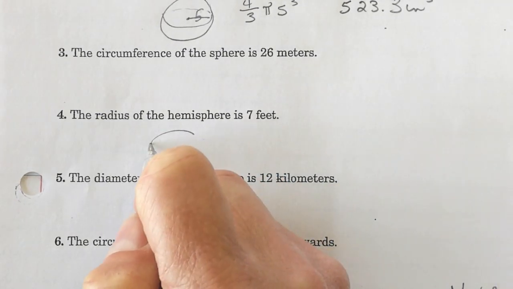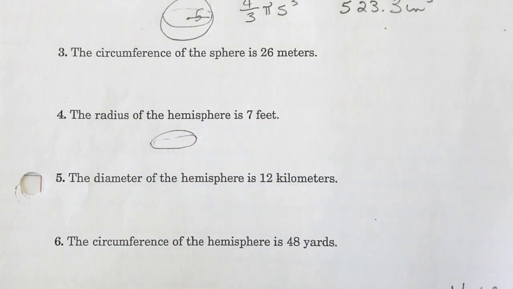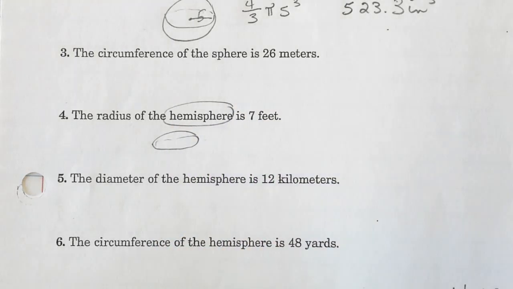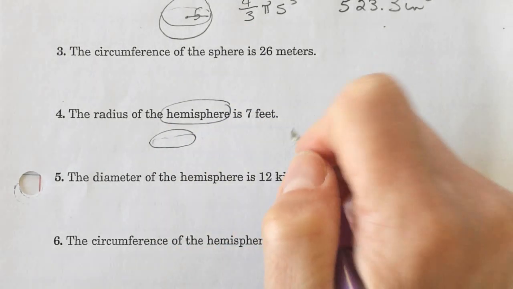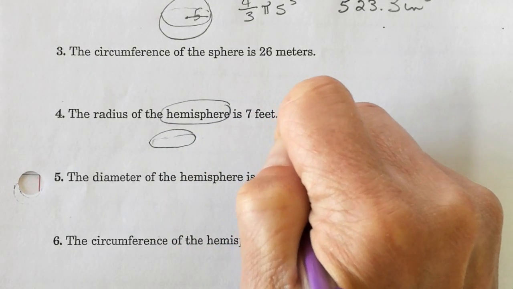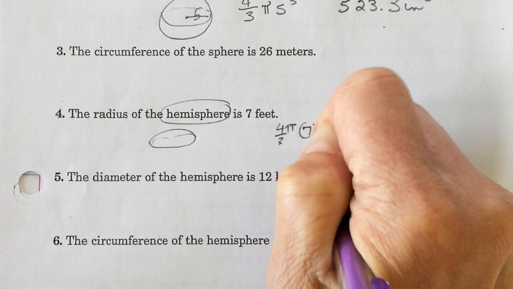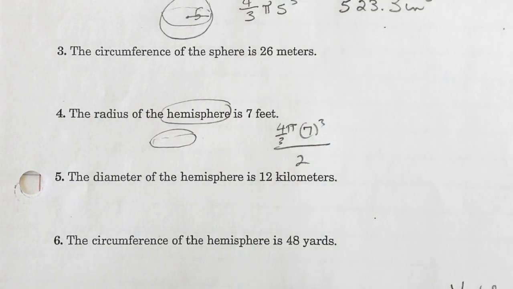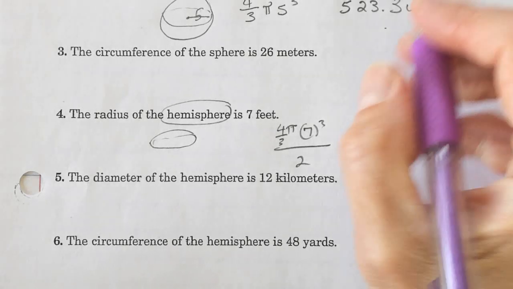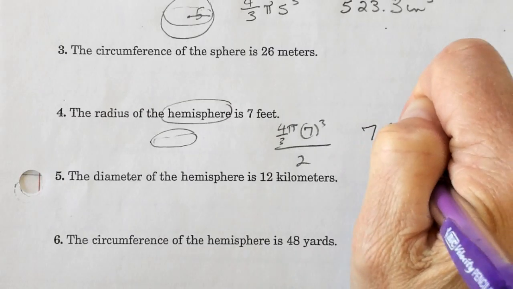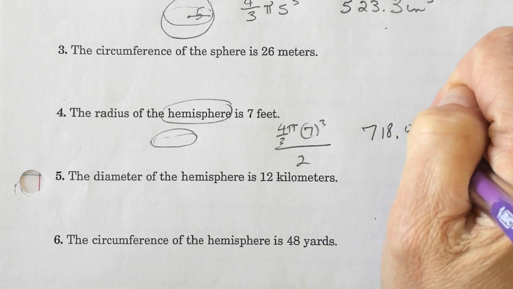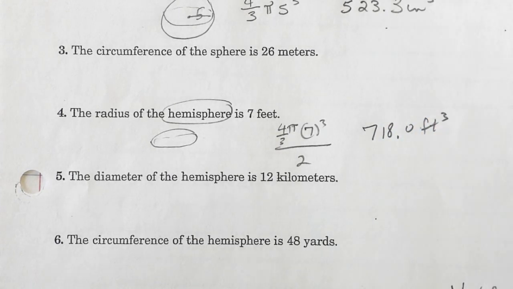Number 4, now notice the language, the radius of the hemisphere. So that's going to be the top half of the circle. But remember, the hemisphere is going to be half. So here's our radius. So we'll go 4/3 pi times 7 cubed, and then divide that whole answer by 2. So 3.14 times 7 to the 3rd power times 4 divided by 3, divide that by 2 again, and we have 718 point not much feet cubed.